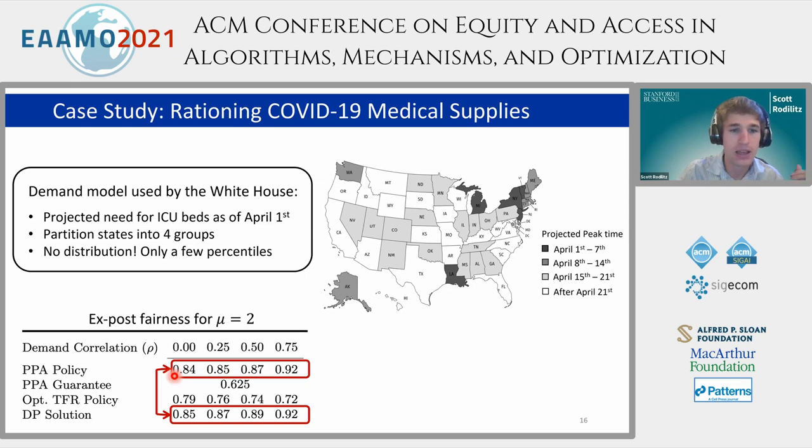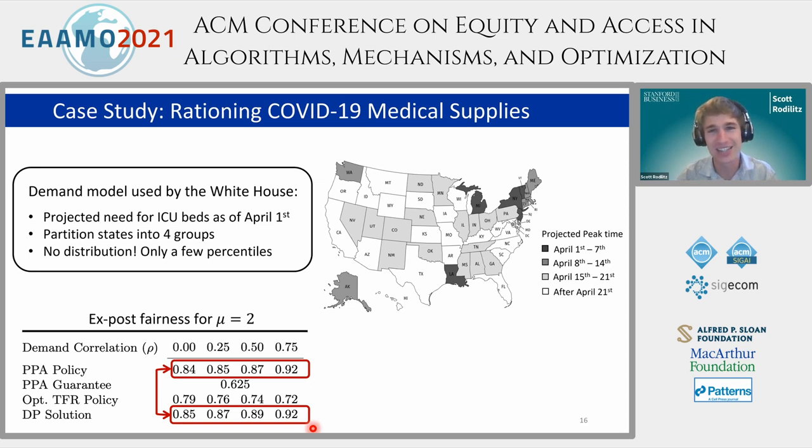It also significantly outperforms an optimal TFR policy, especially in the presence of correlation, which should make sense. Our adaptive policy is going to have a big advantage in those types of settings. And it even compares reasonably well to a dynamic programming solution. So, right, this is a well-defined optimization problem. You can formulate a dynamic program.